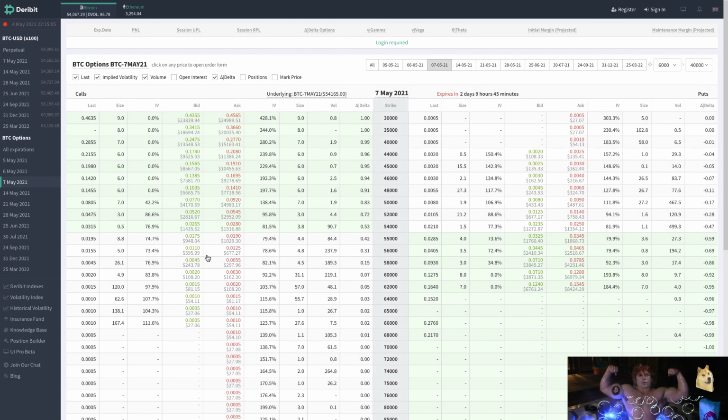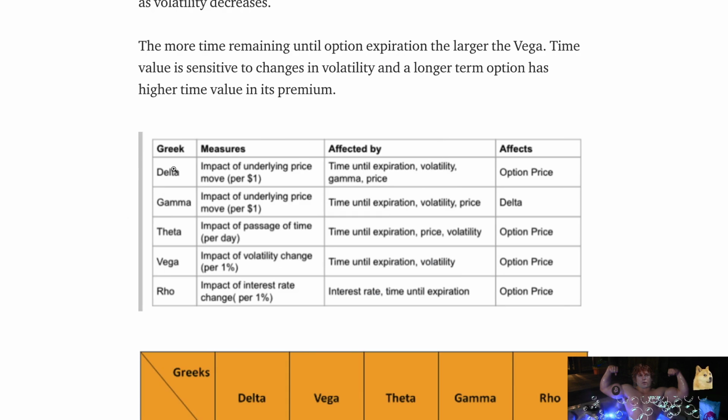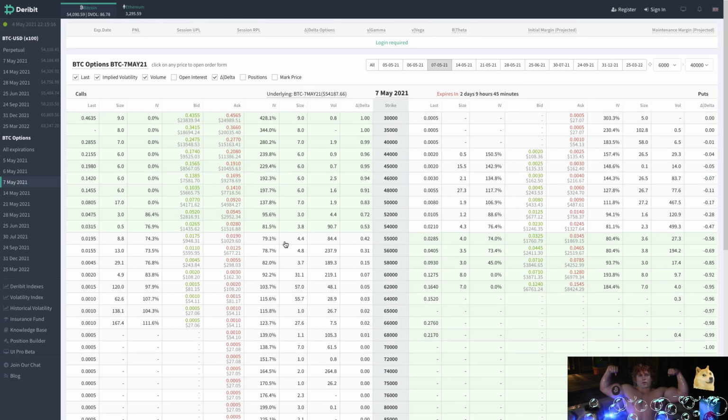So also you have to remember that as time goes down, the option loses value. This is the time decay, okay? This is what theta is. So we talked about delta, we talked about gamma, now theta. Theta is how the price of the options decays over time.